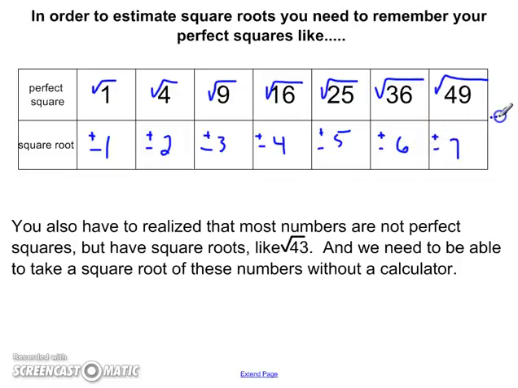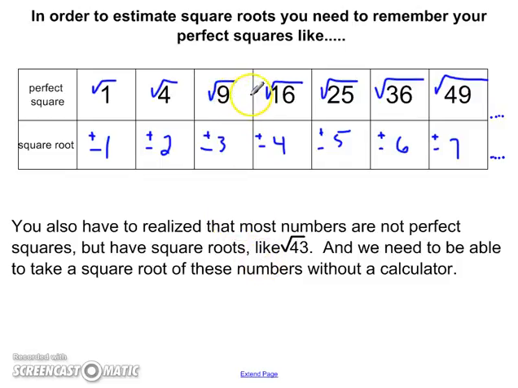And this continues, because we have 8. 8 times 8 is 64. We have 9. 9 times 9 is 81, and so on. So this list here does not stop at 49. It continues. The problem is we have a lot of numbers that fall in between.